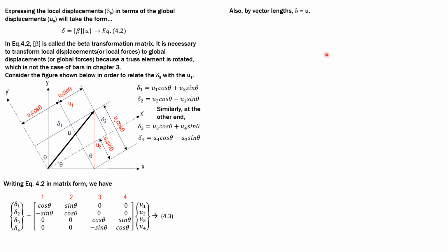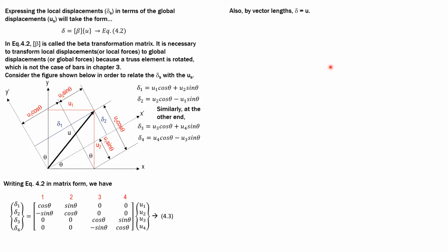Also by vector lengths, because delta equals u, the magnitude delta is, from this right triangle here, by Pythagoras, the square root of delta 1 squared plus delta 2 squared. And this is also equal to the square root of u1 squared plus u2 squared. So it's the same.